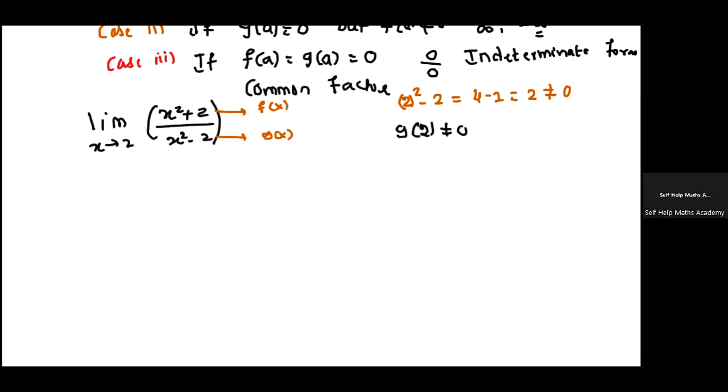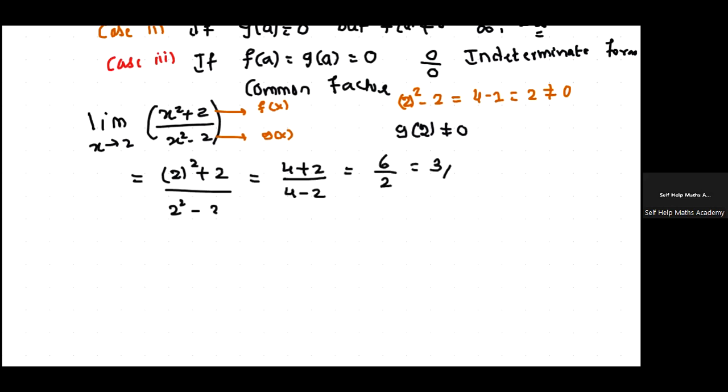Hence, you substitute wherever x is there 2, it is simply 2 square plus 2 divided by 2 square minus 2, which is equal to 4 plus 2 divided by 4 minus 2. It is 6 over 2, that is equal to 3. So hence the value of this limit is equal to 3. So one example. Let's see another example now.